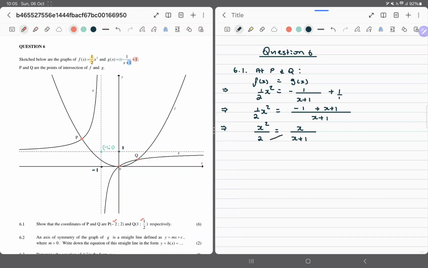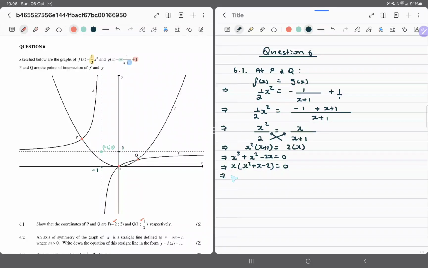And now what do we do? Cross multiply. So when we cross multiply, what do we get? This is going to be x squared into x plus 1 equals 2 into x. Okay, then we sort this out. This becomes x cubed plus x squared, and then this one becomes minus 2x equal to 0. We take out the highest common factor, get x times x squared plus x minus 2 equal to 0.